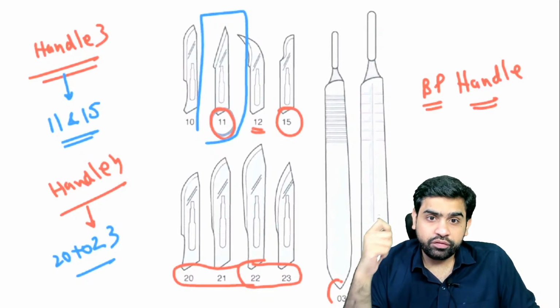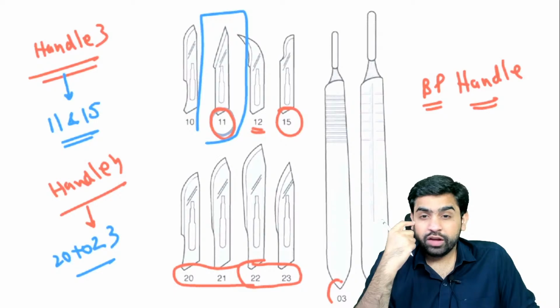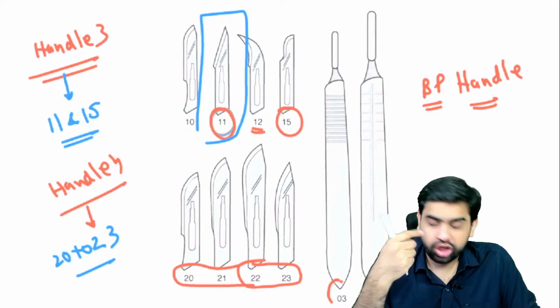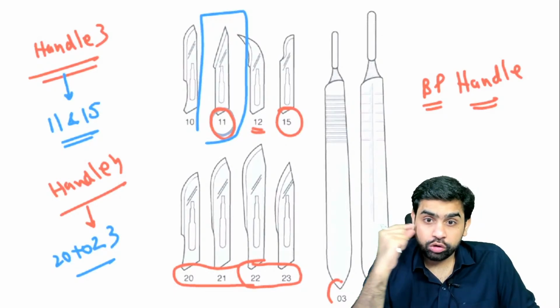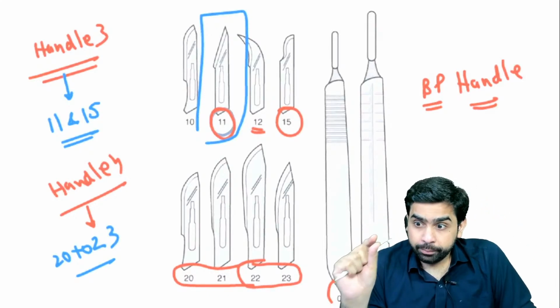Okay, what about the 15 number blade? The 15 number blade is basically used for minor procedures, or whenever you want to give a very, very precise incision. Let's say if you want to remove one particular lesion on the face or something like that, then you will basically use that D knife. Okay, 15 number or the D knife.